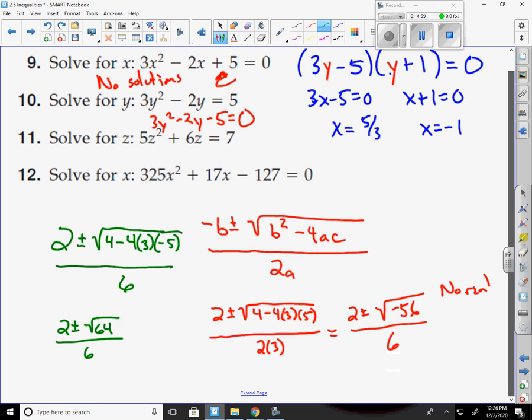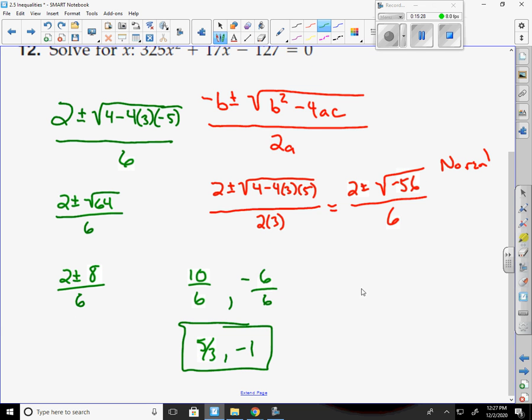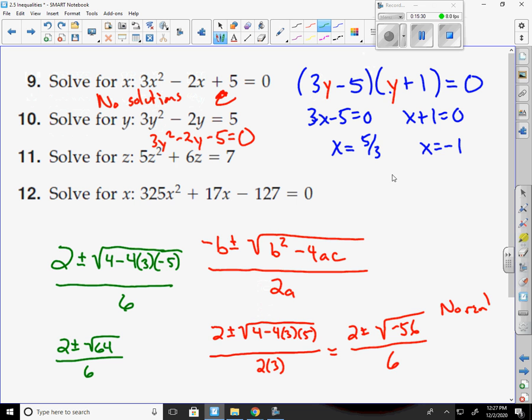I can take the square root of 64, gives me 8. So 2 plus and minus 8 over 6. And you just do 2 plus 8, which is 10 over 6. 2 minus 8, which is negative 6 over 6. And I get the answers 5/3 and negative 1. And those should be the same answers that I got up at the top. Hallelujah, it worked.